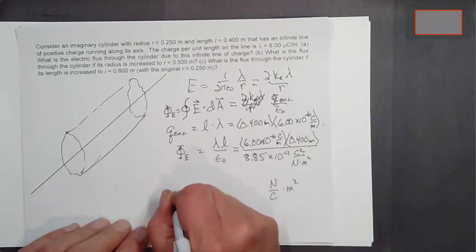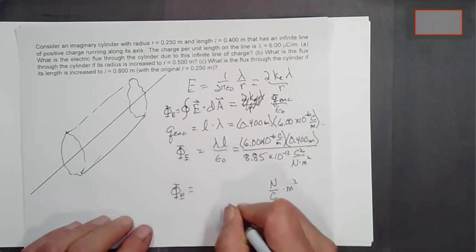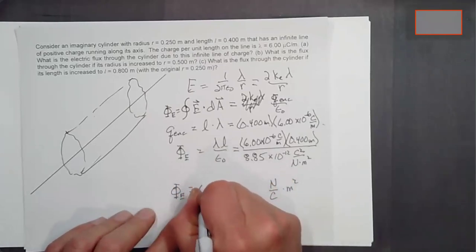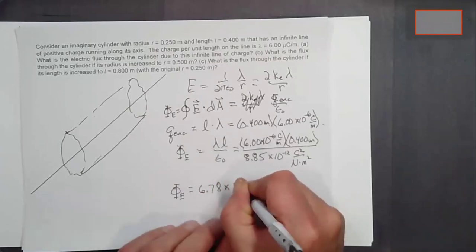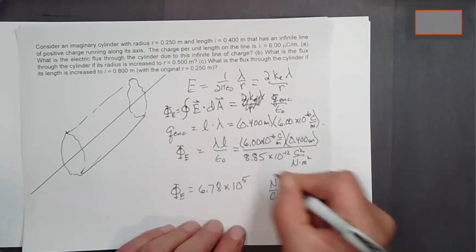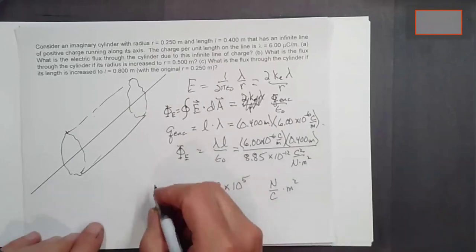And in this case, it ends up equaling 6.78 times 10 to the 5th newtons per coulomb meter squared. Okay, so that's for part A.